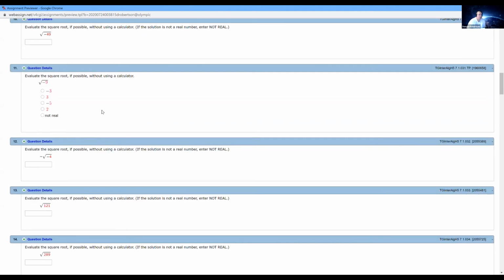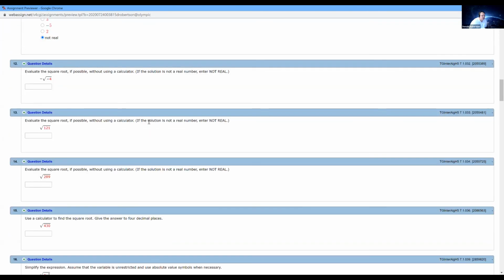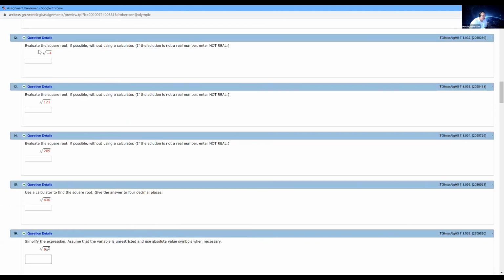What about 10, which is right at the top here? Square root of -49. What do you write in the box? It's not a real number. Yep, not real. In 11, not real. Does this negative on the outside of the square root help question 12, or is it still not real? Still not real. In fact, didn't we do one kind of like that today ourselves?